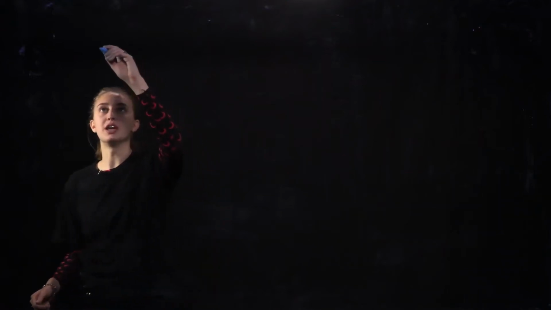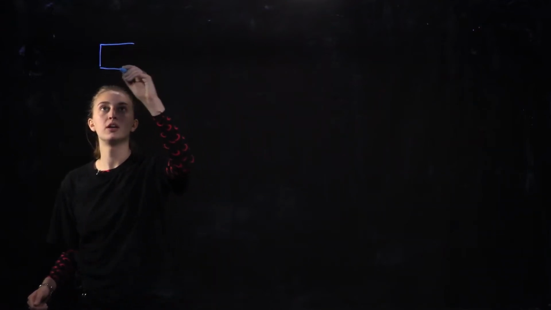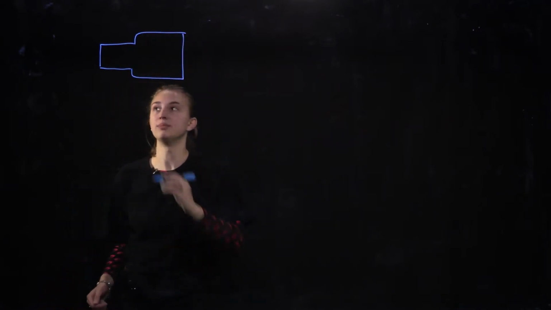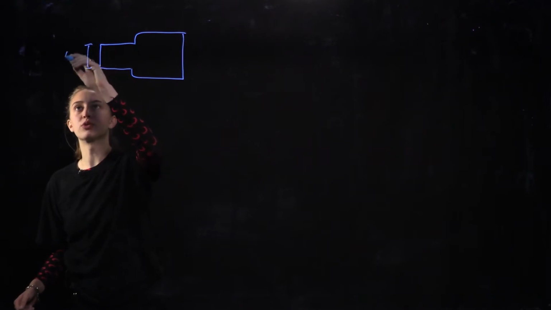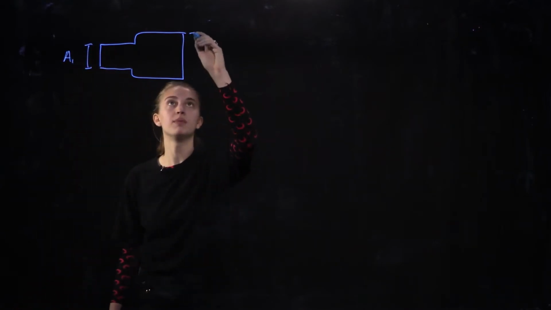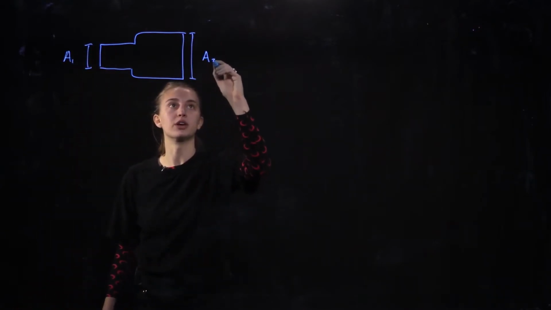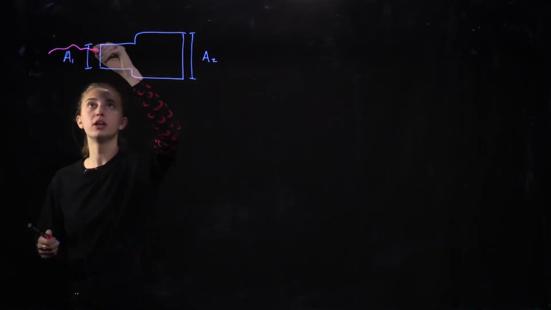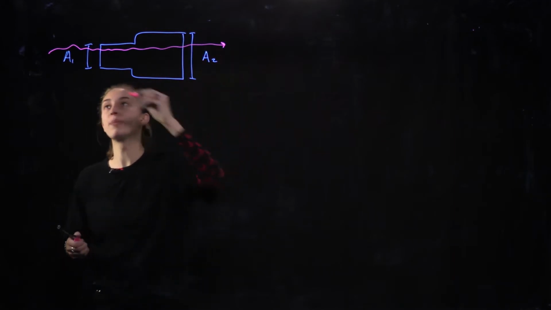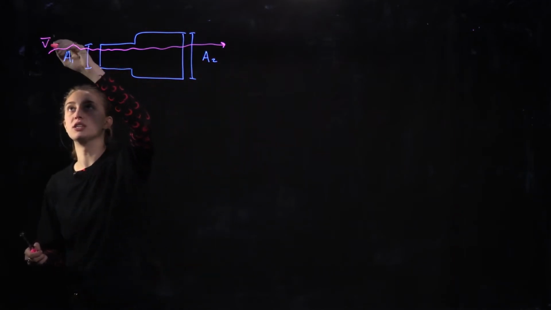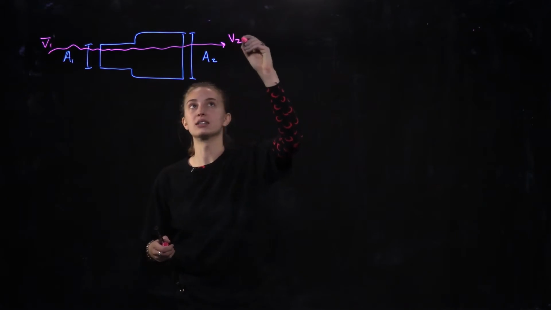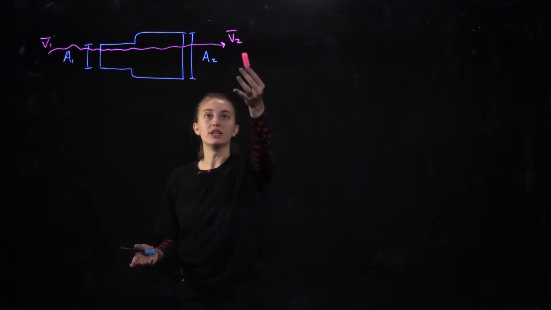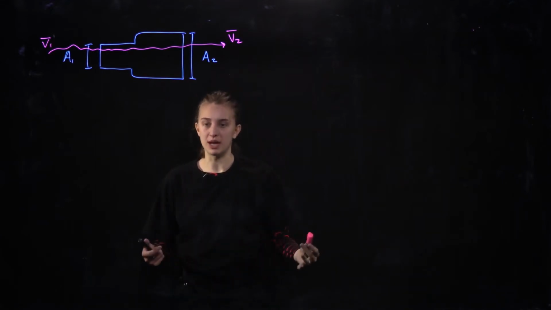Let's work to understand the flow of a fluid through a pipe of a varying cross-section. So it starts with a cross-sectional area of A1, and ends in a cross-sectional area of A2. We have this fluid flowing through the pipe, starting at velocity 1 and ending at some velocity 2. Let's try to figure out what this resulting velocity 2 would be.